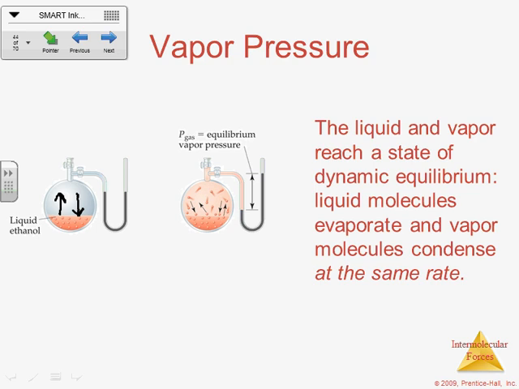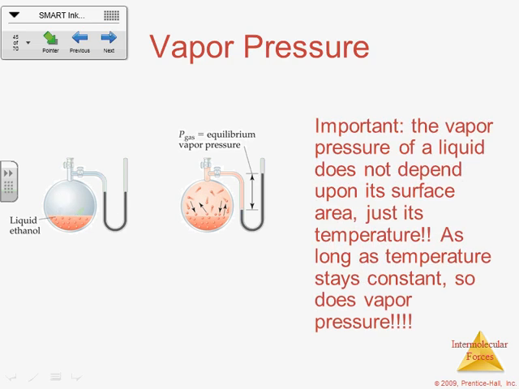And you can actually watch this happening. If you have a manometer, as this liquid ethanol starts to evaporate, you're going to start to see the level of this mercury going down, and eventually it's going to stop, okay? At that point, you can know that it has reached equilibrium. The number of liquid particles evaporating is equal to the number of gas particles condensing at that point, because there's no net change in the pressure.